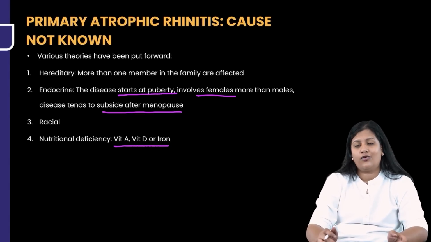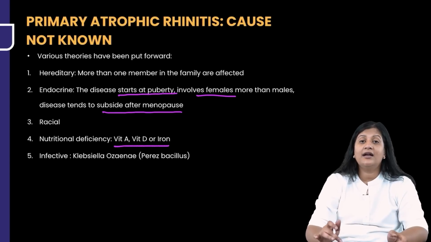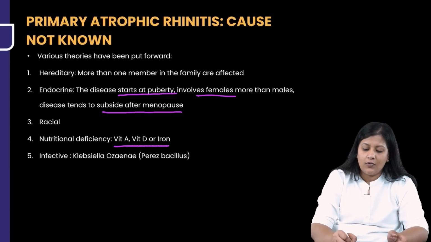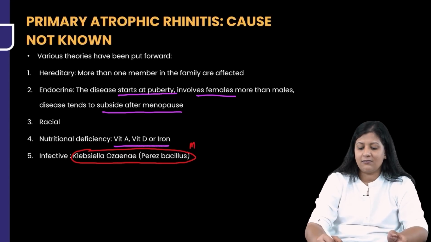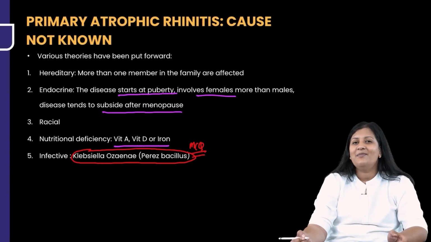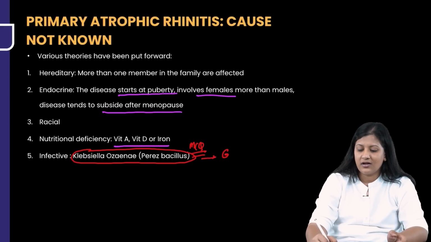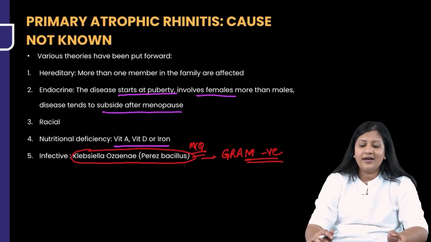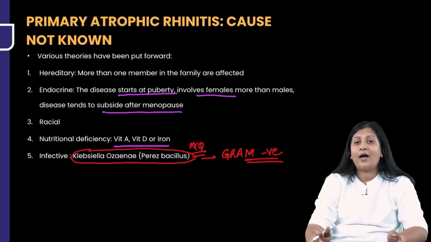And then the infective cause. This is something you have to remember: the infection responsible for atrophic rhinitis is Klebsiella ozaenae. Please do not forget this. This is called Perry's bacillus. This can be your MCQ in the examination, that Perry's bacillus is responsible for causing primary atrophic rhinitis. What is it? Klebsiella ozaenae. Is this gram positive or gram negative? It is a gram negative organism. So infection is one of the most important hypotheses for the causation of primary atrophic rhinitis.